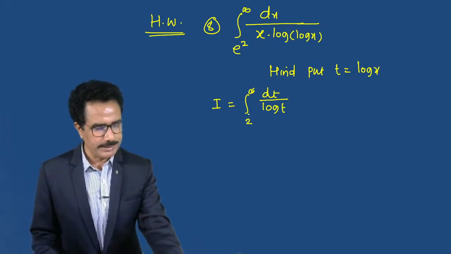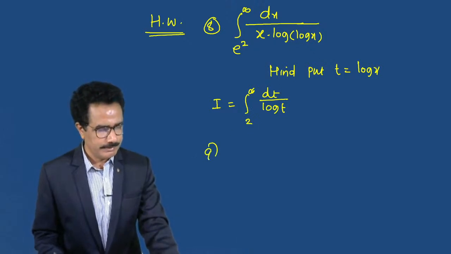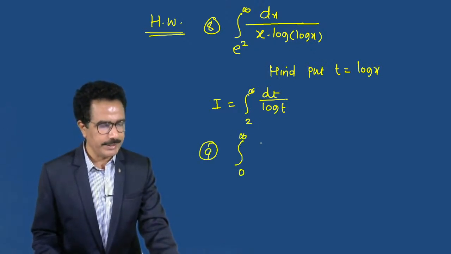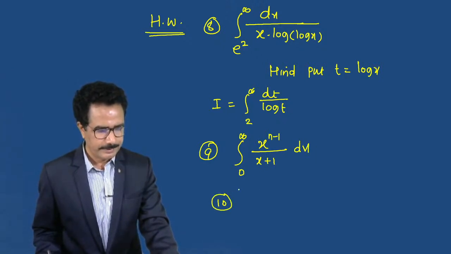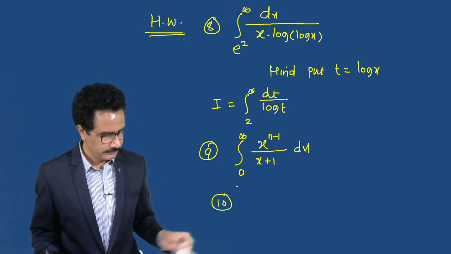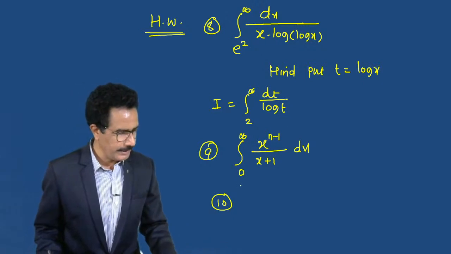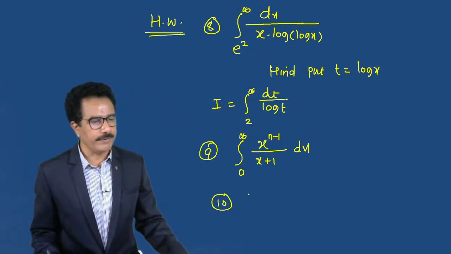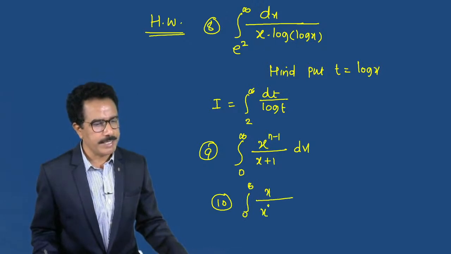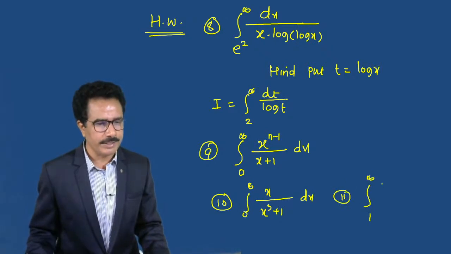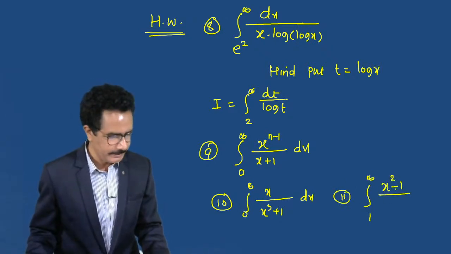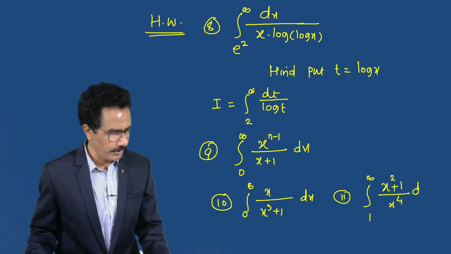Next problem, I will give a hint as well. 9th: integral from 0 to infinity x raised to n minus 1 divided by x plus 1 dx. 10: integral from 0 to infinity x divided by x cube plus 1 dx. 11: integral from 1 to infinity x square plus 1 divided by x raised to 4 dx.